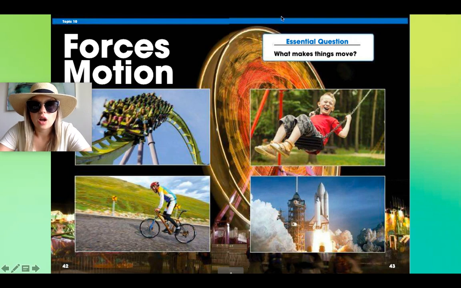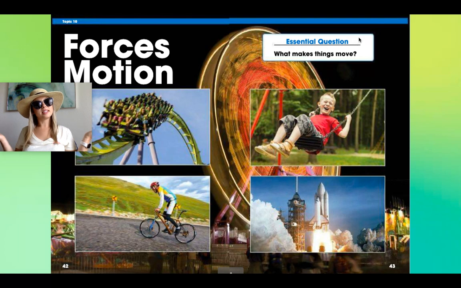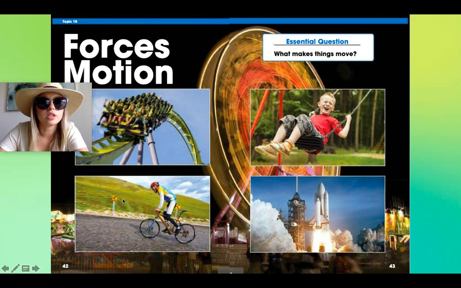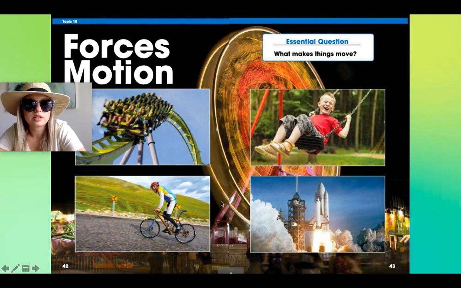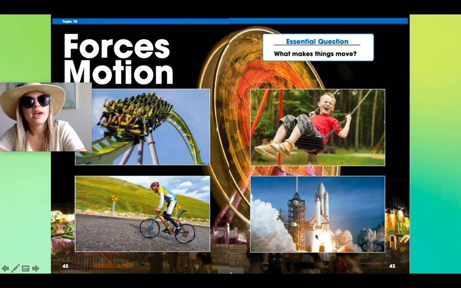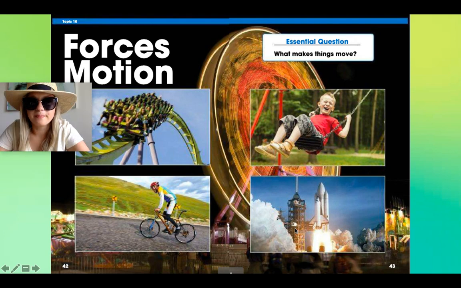Now, our big idea is: what makes things move? Some sort of force, right? That's what we're studying over the next 3 weeks. If you look at the roller coaster, it is in motion. The bike and the rider are in motion. The boy on the swing is in motion, going back and forth. And the rocket is in motion because it's shooting up, right?